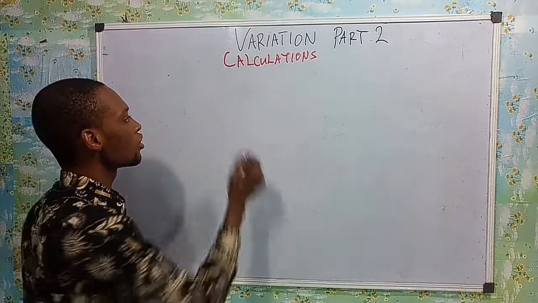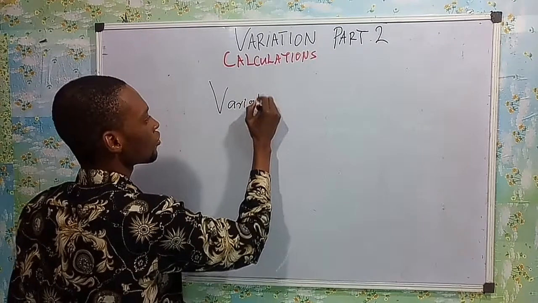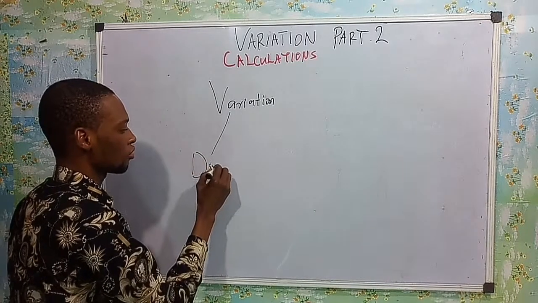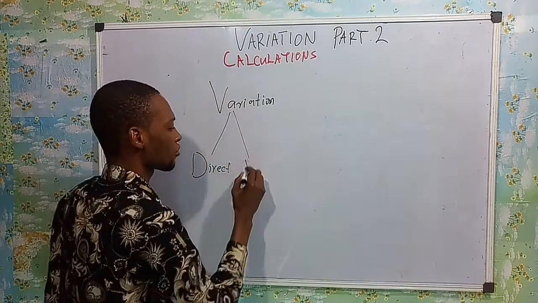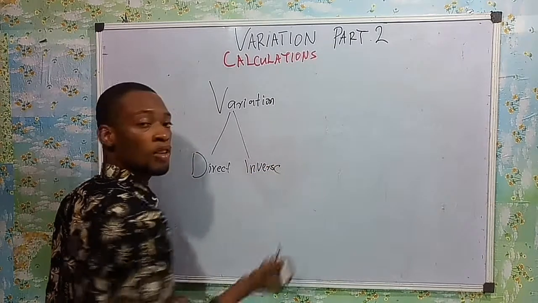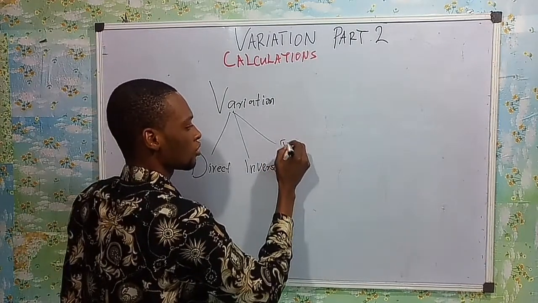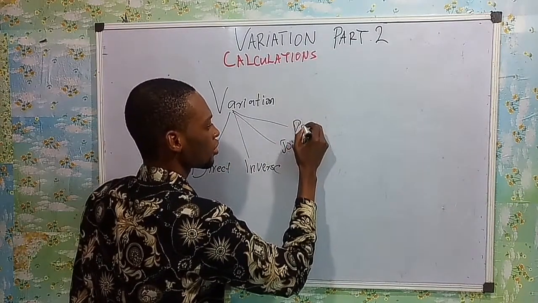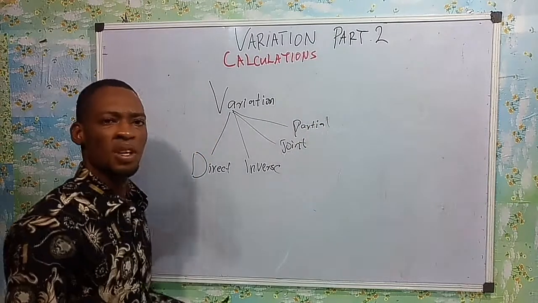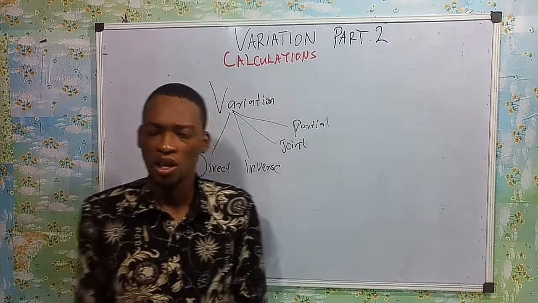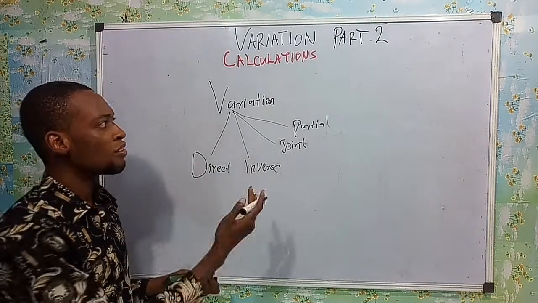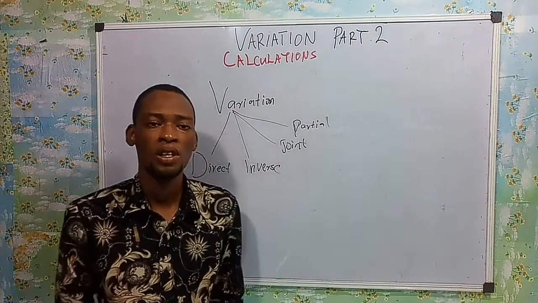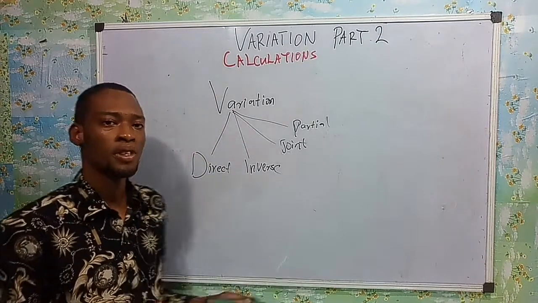Up to this point, under variation, we've covered direct variation. We've covered inverse. We've covered joint variation, and we've covered partial variation. Now you may be wondering, how do questions come under variation? So let's see typical JAMB variation questions and also likely questions for your examination.